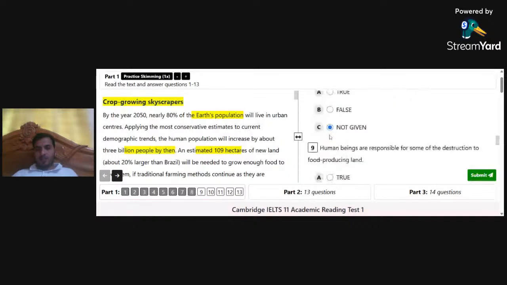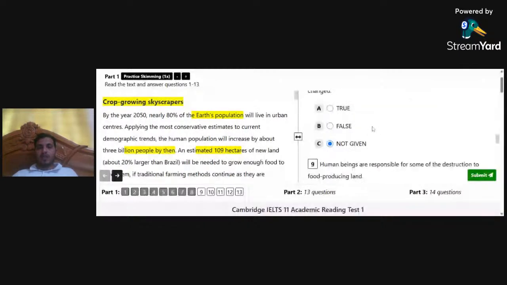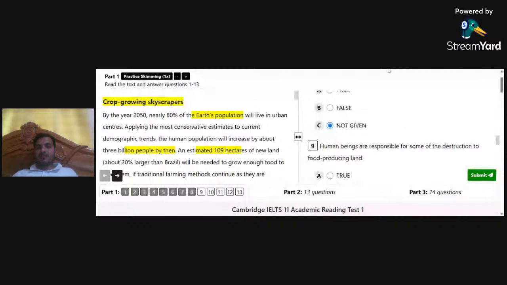Just try to think that you can divide the true, false, not given, or yes, no, not given statement into three parts. Even if one part is missing, then your answer will be not given. Well, the next one is: human beings are responsible for some of the destruction to food producing land. So they are holding them responsible.